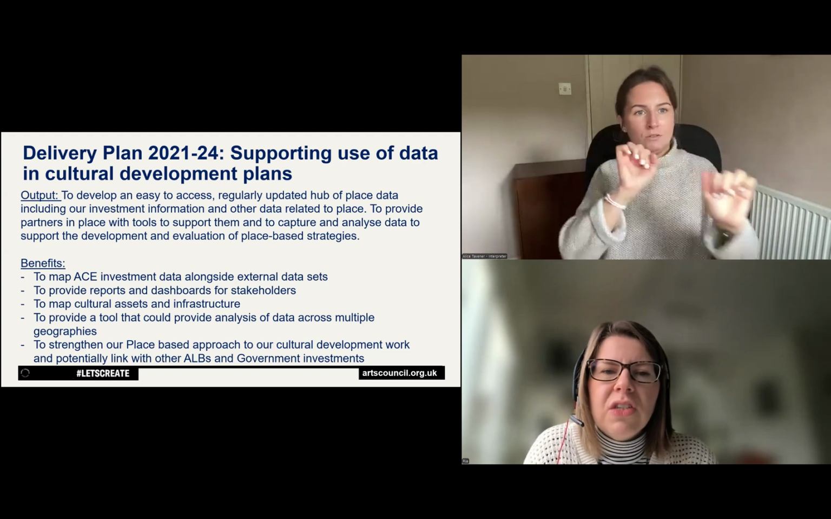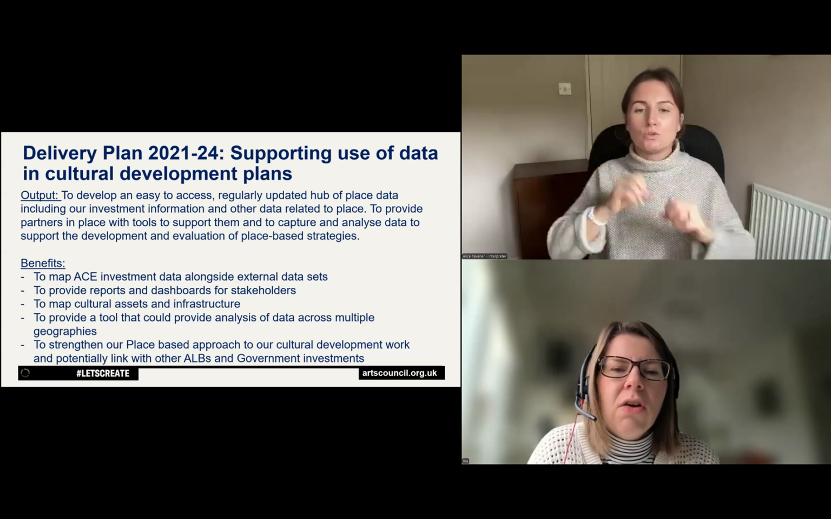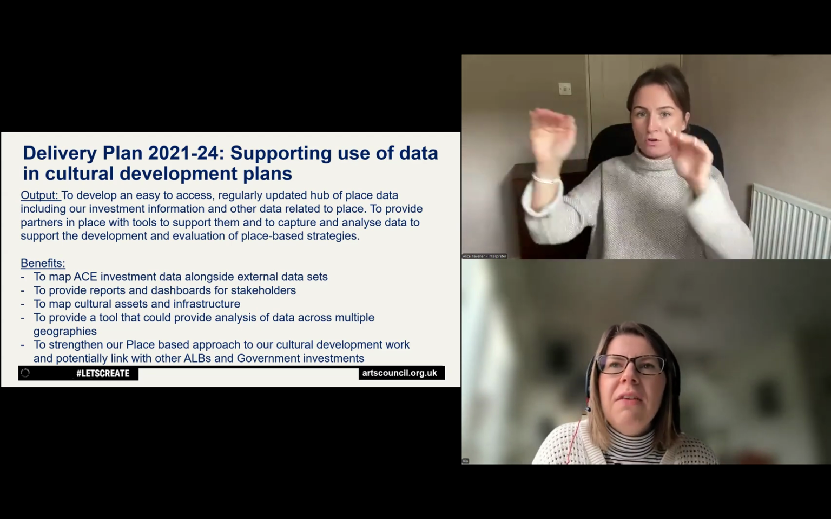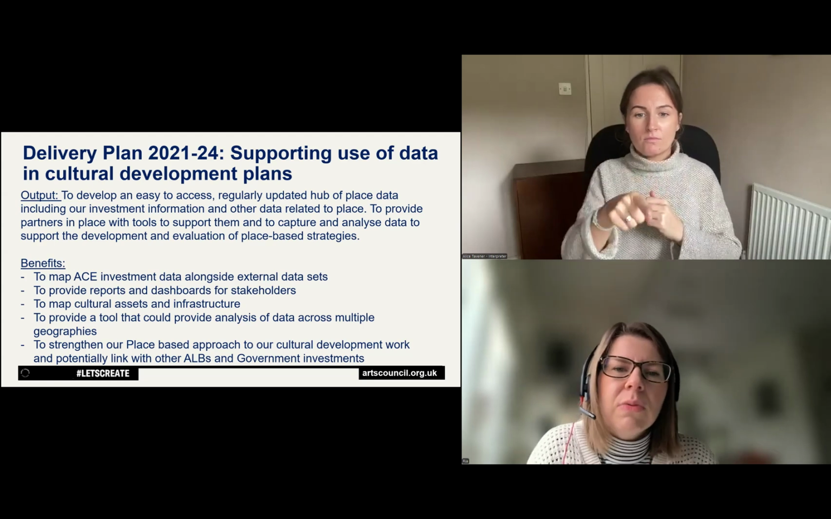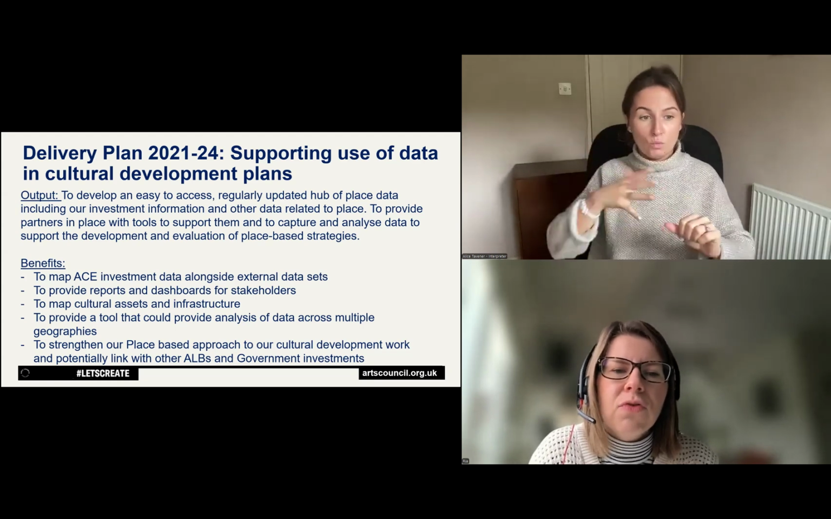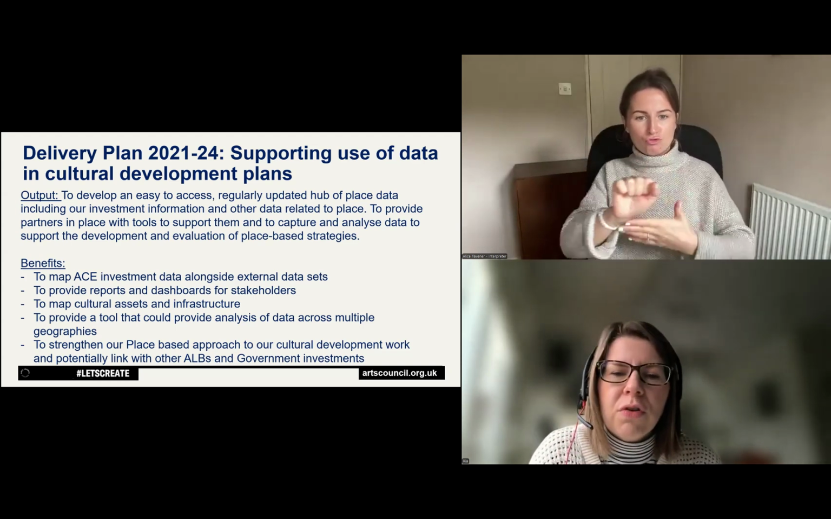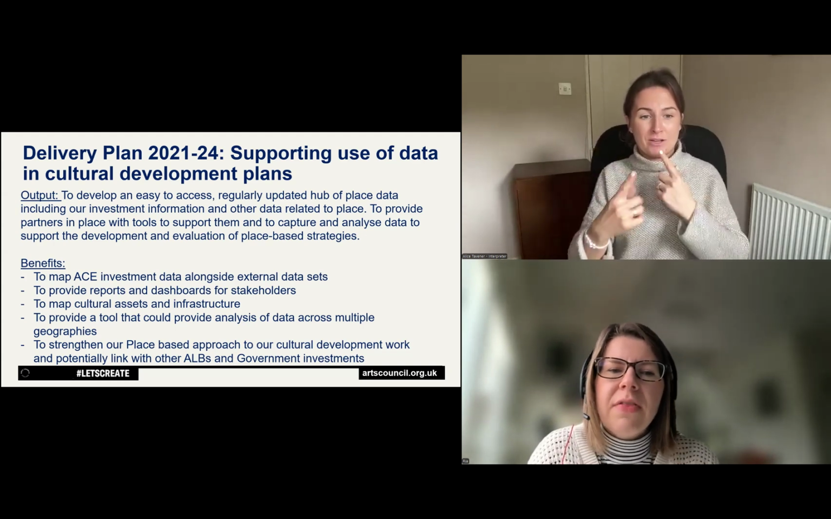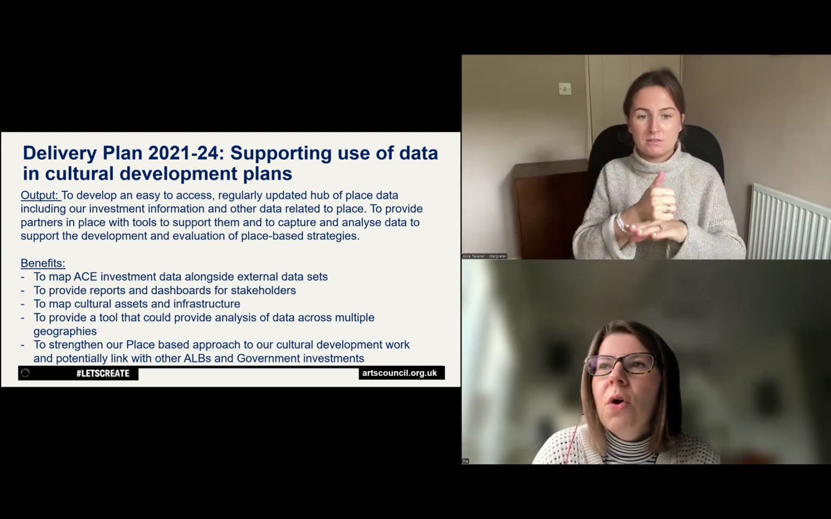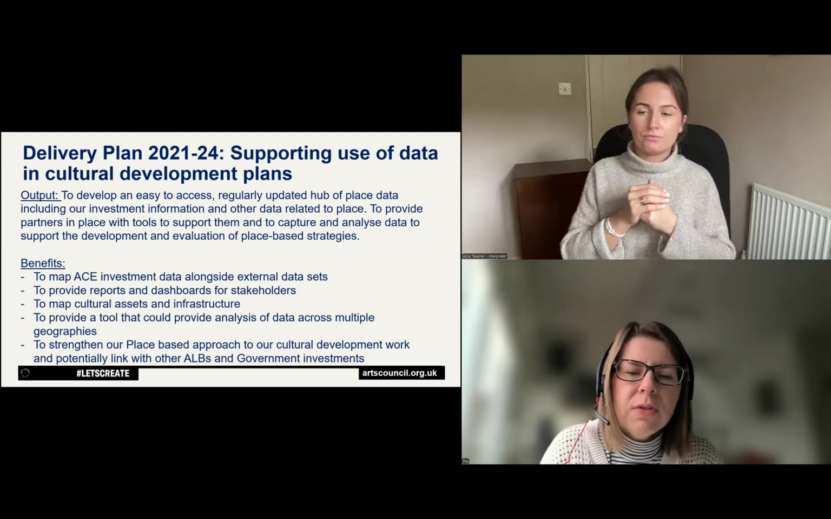So we had some benefits we wanted to get out of the platform we were developing. We wanted to map our Arts Council investment data alongside external data. We wanted to provide the reports I've just referred to: what could we give users that they could take out of the system and use individually back at their own places of work? We wanted a mapping tool: how could we map cultural assets and infrastructure? And we wanted a tool able to showcase multiple geographies. We were also very much aware that we wanted to strengthen our place-based approach, potentially with other arm's length bodies and government investments. So what could we use the tool for to help showcase other funding streams potentially? I'll come to that a bit later on.